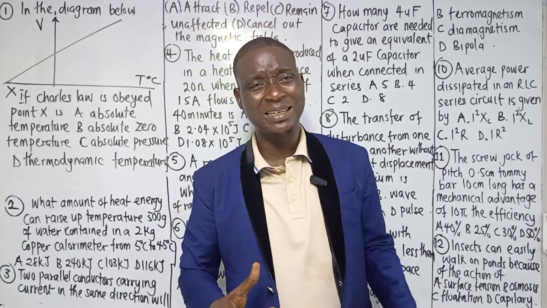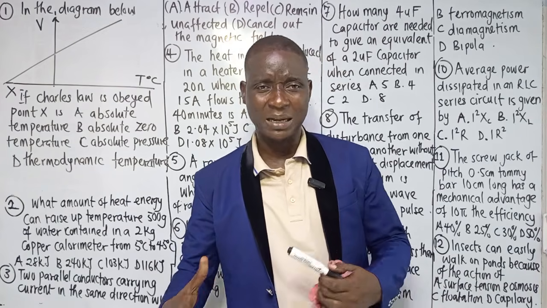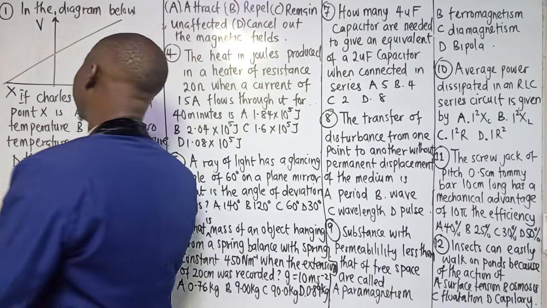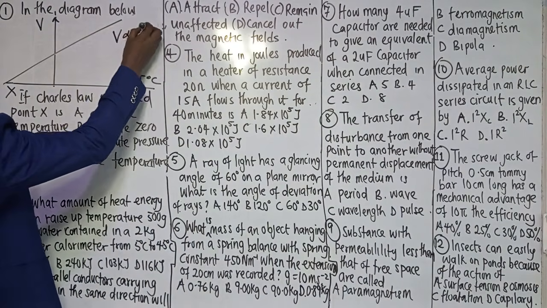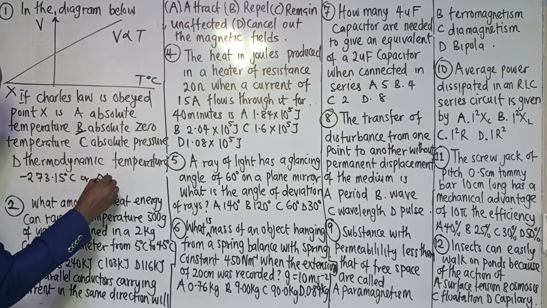Now that means the relationship we are talking about is mainly that volume and temperature are directly proportional, and pressure is kept constant. So in that case, when you plot the graph of volume against temperature in degrees Celsius, it will cut the temperature axis at a point called absolute zero temperature. So the answer is B, absolute zero temperature. Now the value of that temperature is about minus 273.15 degrees Celsius or 0 Kelvin.